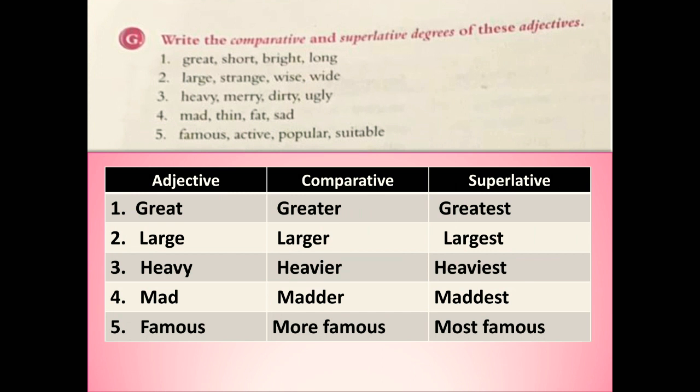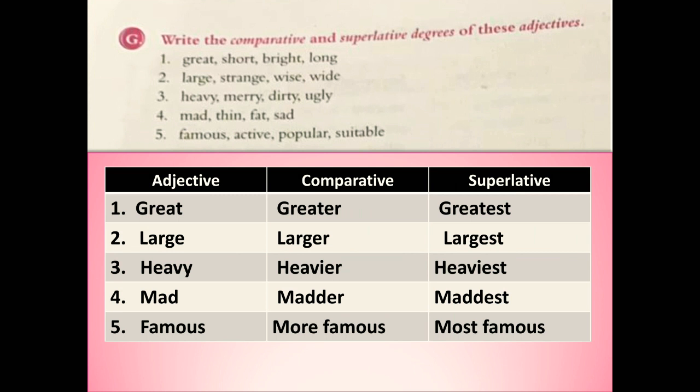G. Write the comparative and superlative degree of these adjectives. So you can see students, I have done only one from each of the questions. One, great. It will be greater and greatest. Next, large. We can see there is an E at the end of the adjective large. So we have to add only R and ST. So large will become larger and largest.